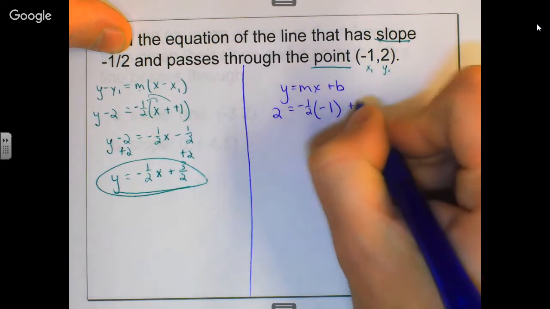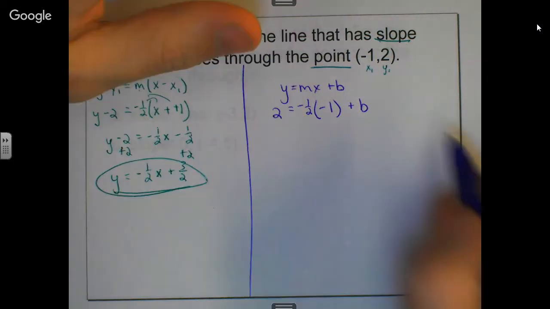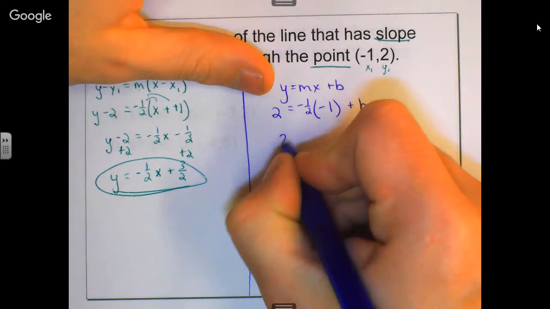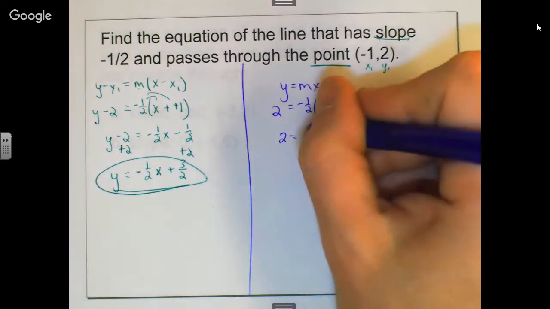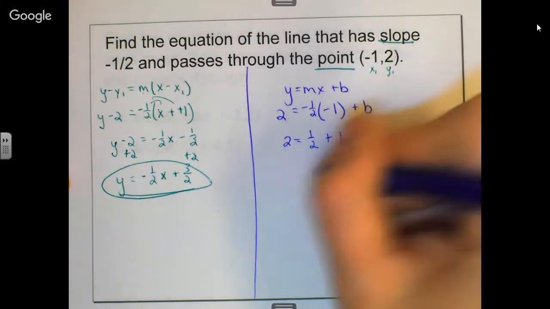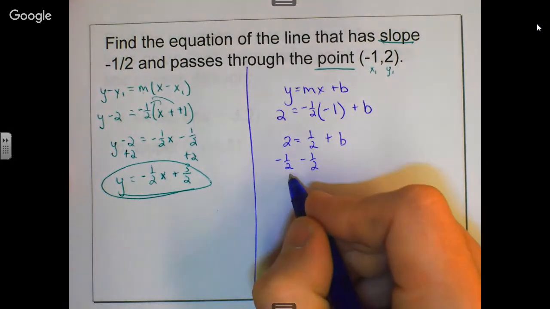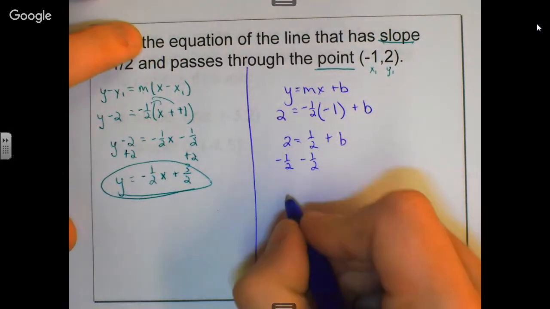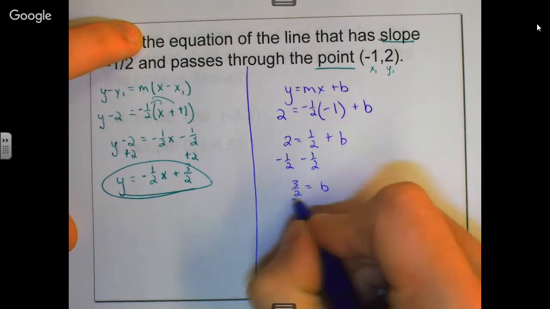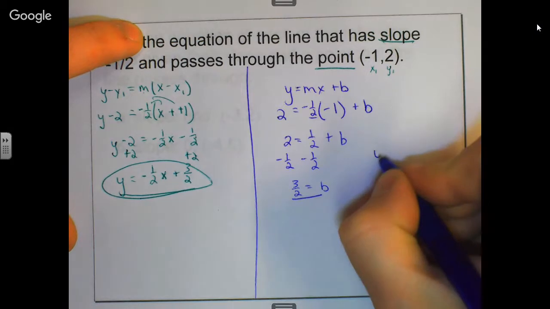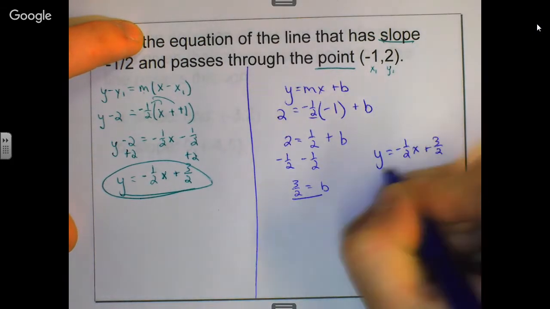What don't I know? I do not know my y-intercept. Okay, but can I take this equation and solve for it? Sure. So 2 equals -1/2 times -1, which is 1/2, plus b. Minus 1/2, minus 1/2. 2 minus 1/2, we did that over here, is 3/2 equals b. So now that I have b and I have my slope, I'll say y equals -1/2 x plus 3/2.